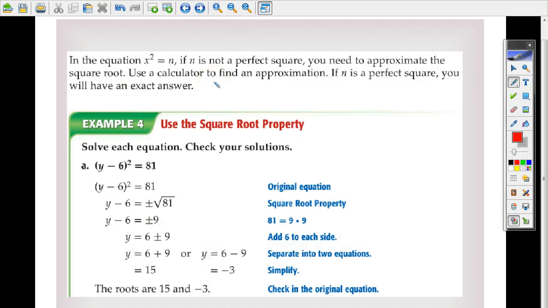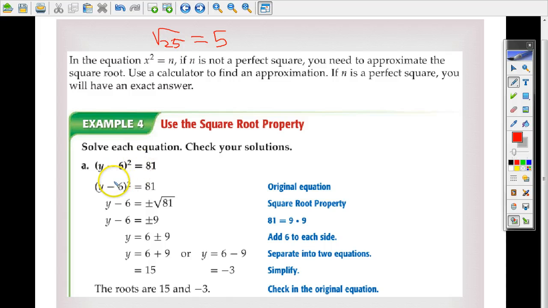Okay. In the equation x squared equals n, if n is not a perfect square, you need to approximate the square root. Use a calculator to find an approximation. If n is a perfect square, you will have an exact number. So for numbers like 25, the square root of 25 is a perfect square because that comes out to be 5. But if you have a number that's not a perfect square, then you'll have to use a calculator to give an estimate.